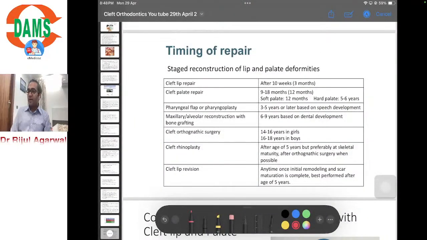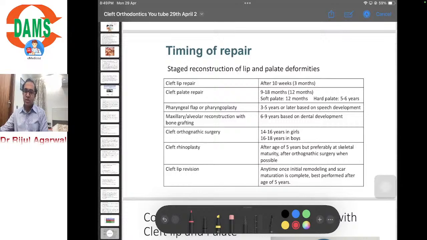So this is a simplified table of the timings of the staged reconstruction of lip and palate deformities. Important from your exam point of view. So cleft lip repair after 10 weeks, that is at 3 months of age. Cleft palate repair 9 to 18 months, the average being 12 months. अगर soft और hard palate का separately पूछे तो soft palate at 12 months, hard palate at 5 to 6 years. Pharyngeal flap or pharyngoplasty, okay, 3 to 5 years or later based on speech development.